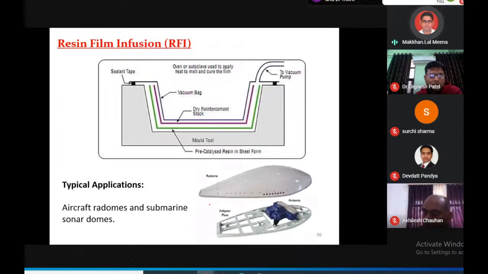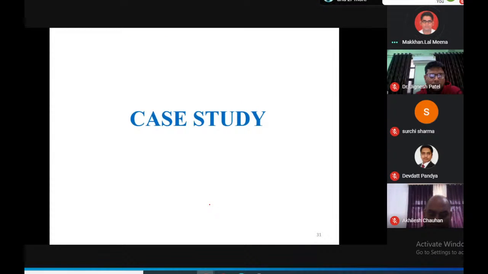This is another type of fabrication method. Resin film infusion applications are aircraft radomes and submarine sonar domes.